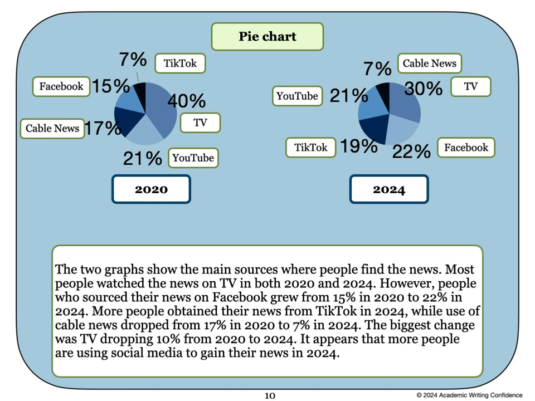Here is a possible answer. The two graphs show the main sources where people find the news. Most people watched the news on TV in both 2020 and 2024. However, people who sourced their news on Facebook grew from 15% in 2020 to 22% in 2024. More people obtained their news from TikTok in 2024, while use of cable news dropped from 17% in 2020 to 7% in 2024. The biggest change was TV, dropping 10% from 2020 to 2024.